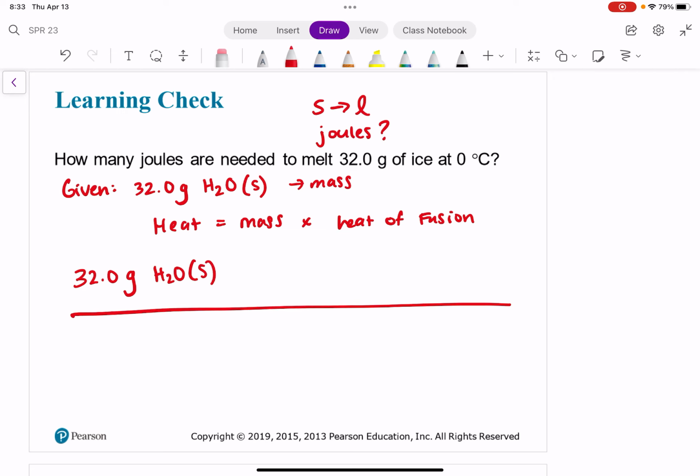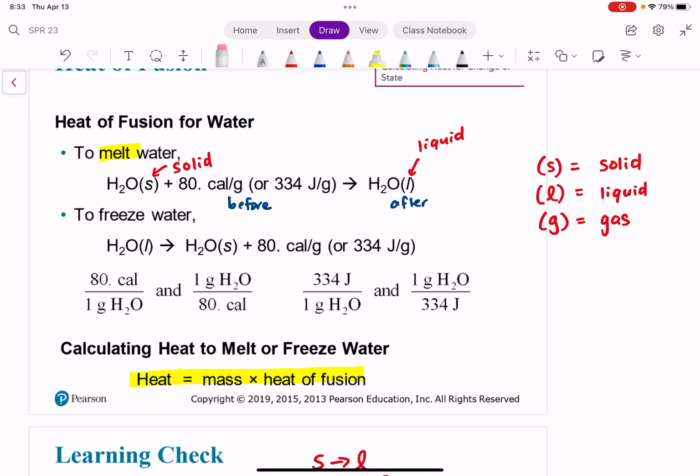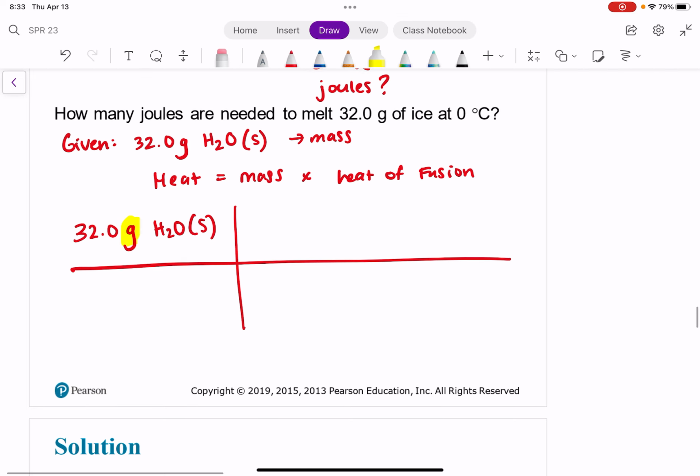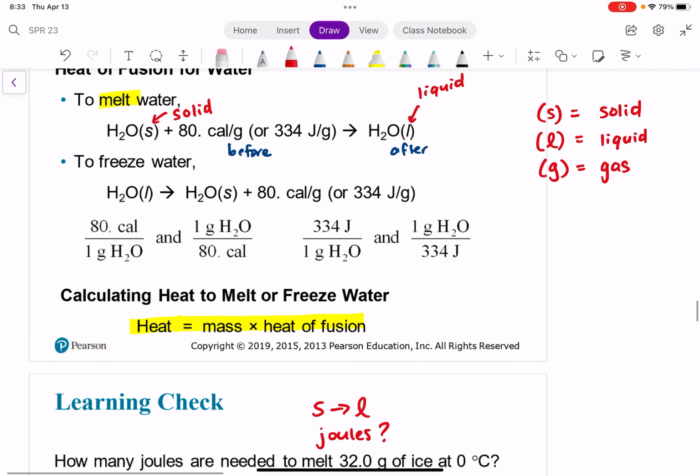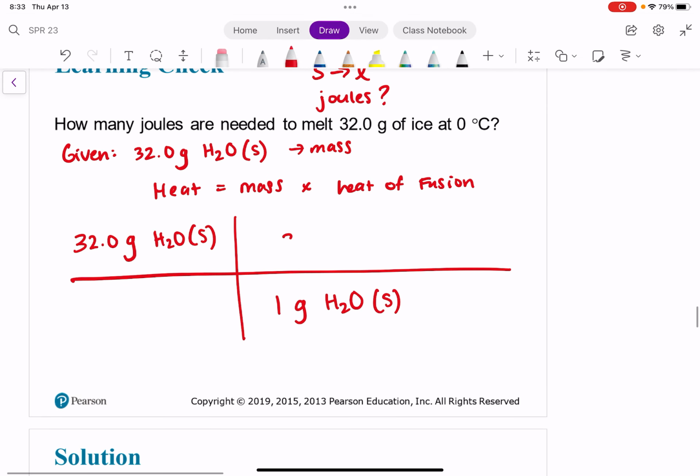We'll set up our train tracks. If you prefer the other method, that's totally fine. What goes in the bottom here? Yeah, grams of water is going to need to go there, right? Because we want to cancel out those grams and get to joules. So 1 gram of H2O, in this case in the solid form. And then what goes in the top? 334 joules. Yeah, 334 joules. Oops, sorry, capital J, capital J.